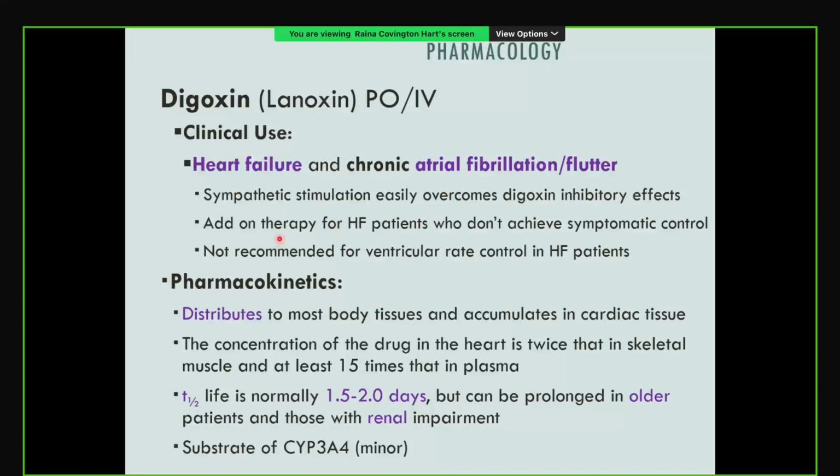Looking at your PK parameters, great distribution, goes all over the place, good drug that you can have.